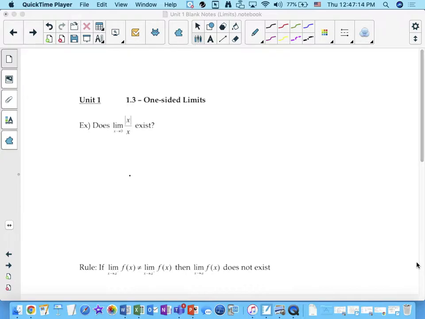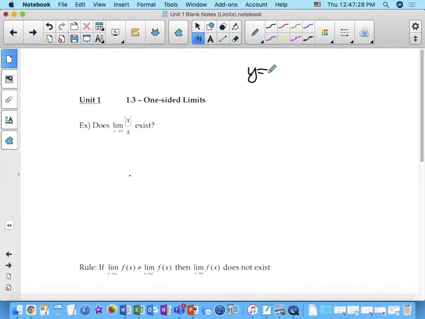Now, the absolute value of x, if you look at y equals the absolute value of x, that's actually like a piecewise function. Okay? It's a piecewise function, and it looks like this. That's not the function that we're looking at, by the way, right? Because we're looking at the absolute value of x over x.